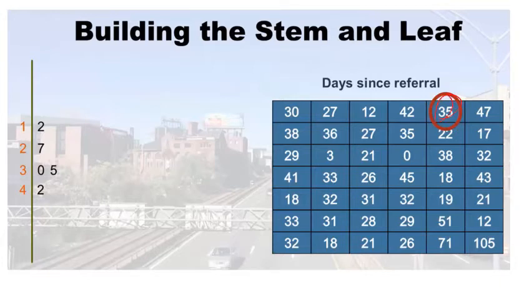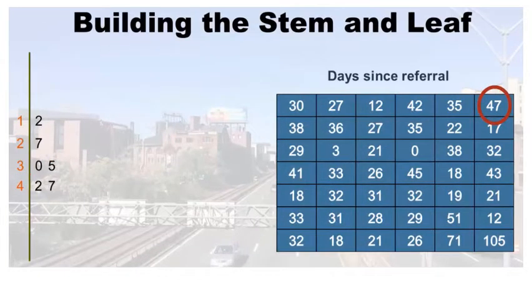Same thing with the next data point. You've got your 35 here. Since we already have a 3, because we already did something in the 30s, we don't have to put the 3 down anymore. We just leave the 3 as is, and we add the 5. Next one, we have another one that's in the 40s, so we do the same thing. We already have a 4 there, so we don't have to write that again, but you can go ahead and put a 7 there.